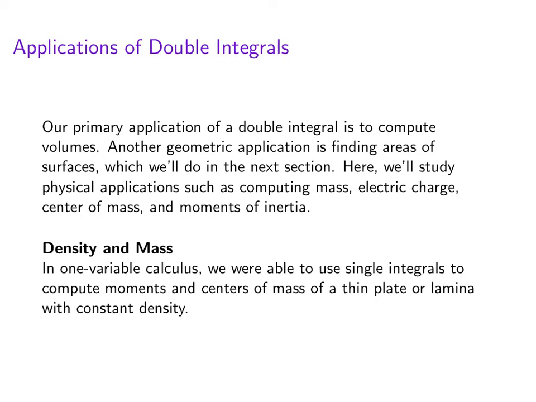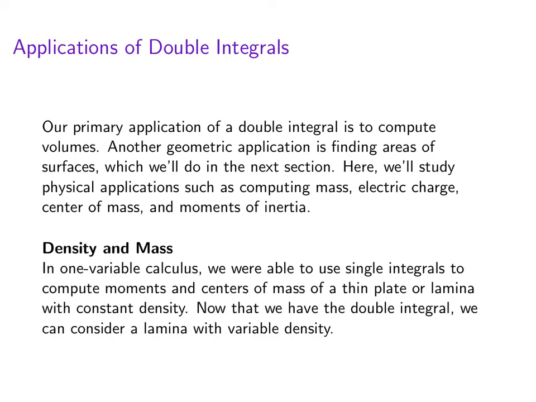Back in one variable calculus, we were able to use single integrals to compute moments and centers of mass of a thin plate, or a lamina, with constant mass density. Now that we have a double integral, we can consider laminas with variable densities. So you imagine a flat plate that has different thicknesses as you move around the plate.